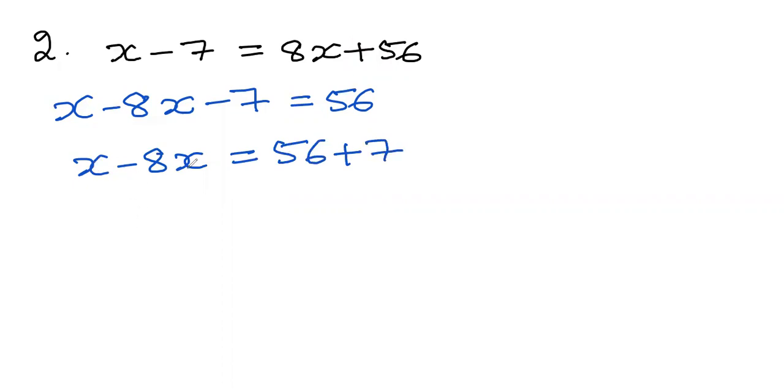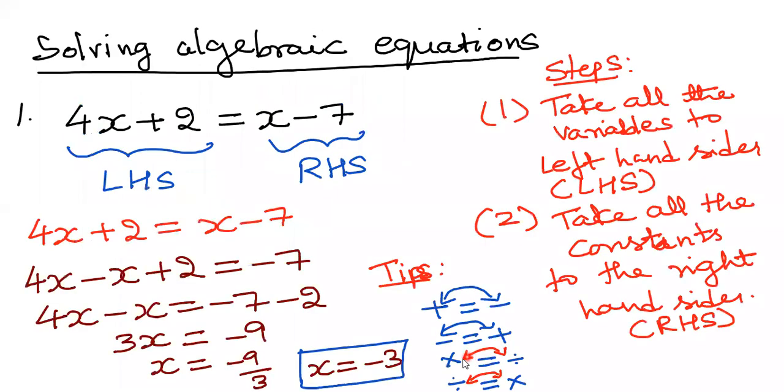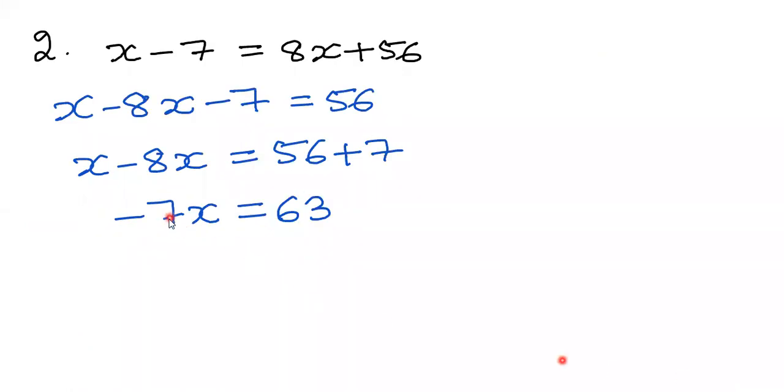So x minus 8x will be minus 7x. And 56 plus 7 will be 63. Now, minus 7 is multiplied with x. So when it goes on the other side, multiplication will become division. So let's do that. So multiplication has to be division on the other side.